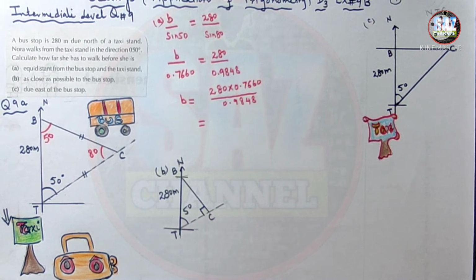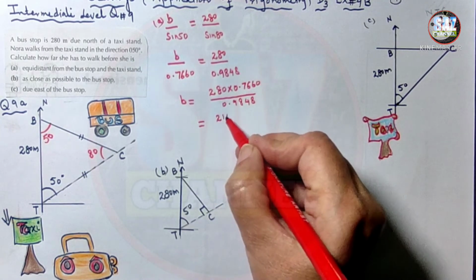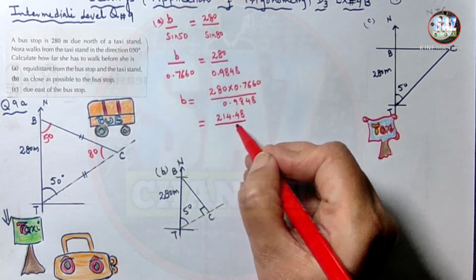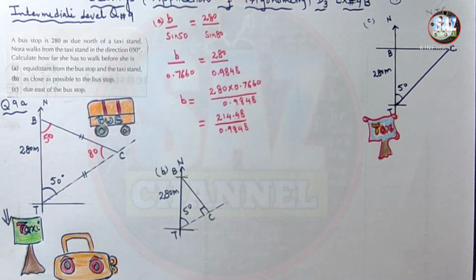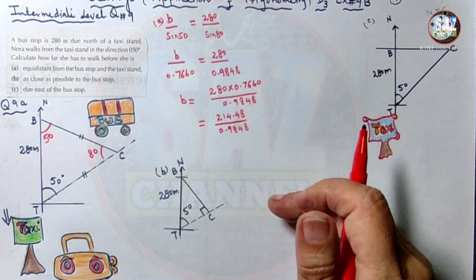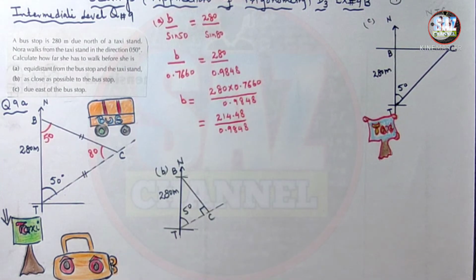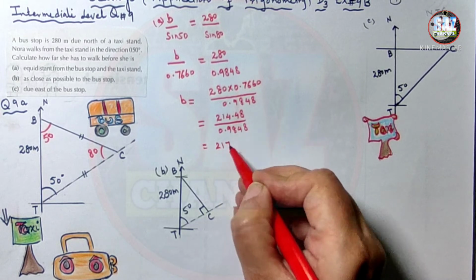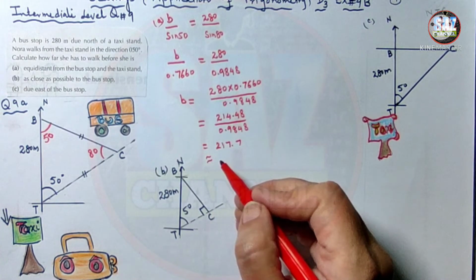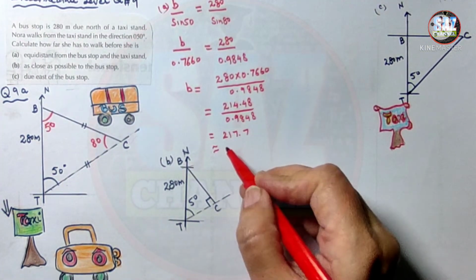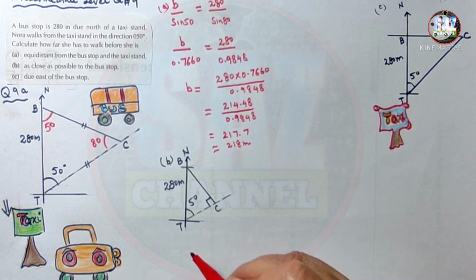First get the product, multiply these two numbers. 280 multiplied by 0.7660 is 214.48, upon 0.9848. 214.48 divided by 0.9848 gives me 217.79, which is approximately equal to, to three significant figures, 218 meters.